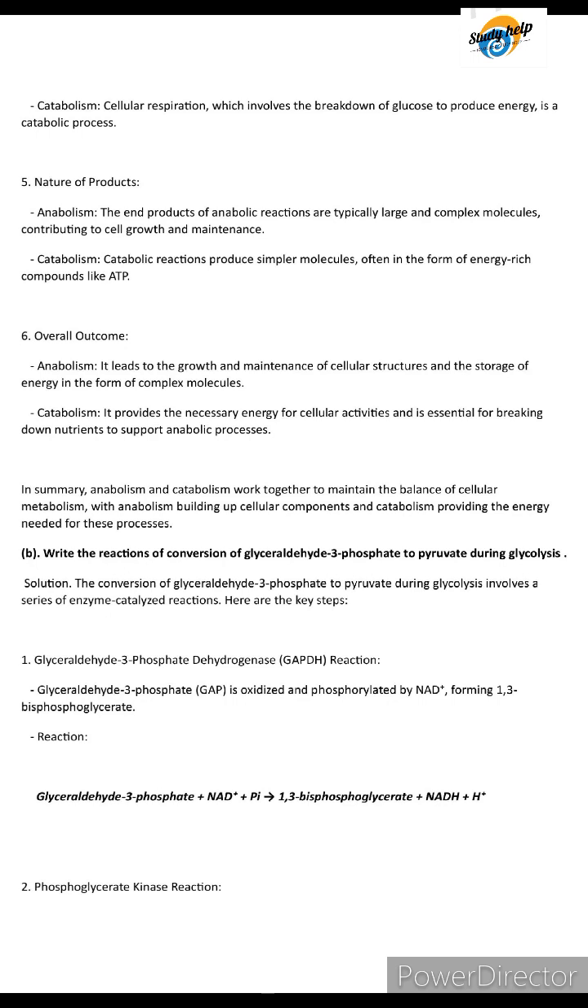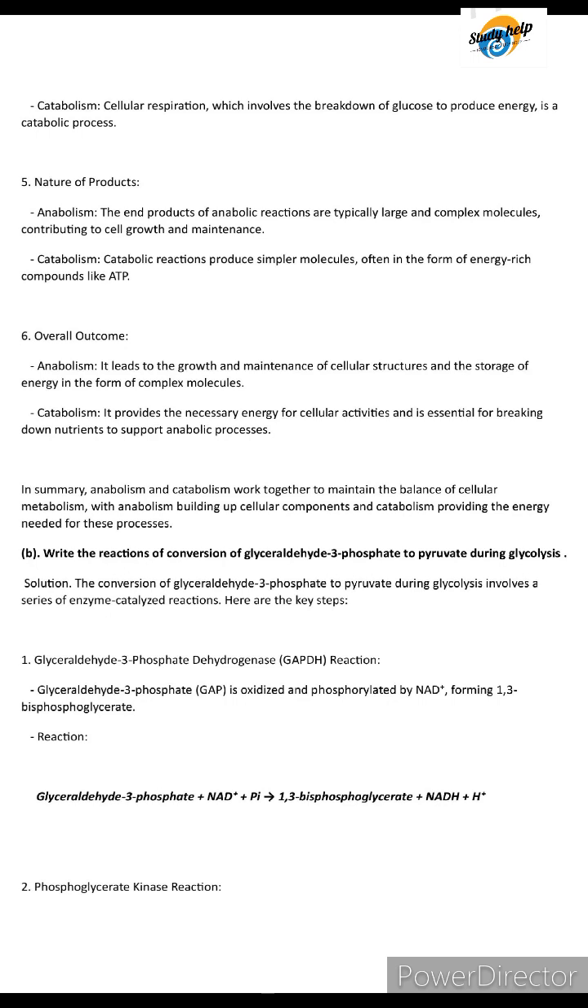6. Overall outcome. Anabolism. It leads to the growth and maintenance of cellular structures and the storage of energy in the form of complex molecules. Catabolism. It provides the necessary energy for cellular activities and is essential for breaking down nutrients to support anabolic processes. In summary, anabolism and catabolism work together to maintain the balance of cellular metabolism, with anabolism building up cellular components and catabolism providing the energy needed for these processes.